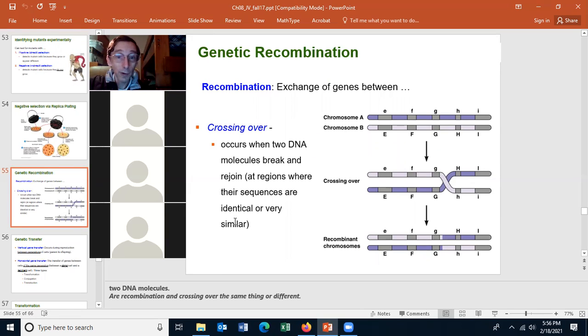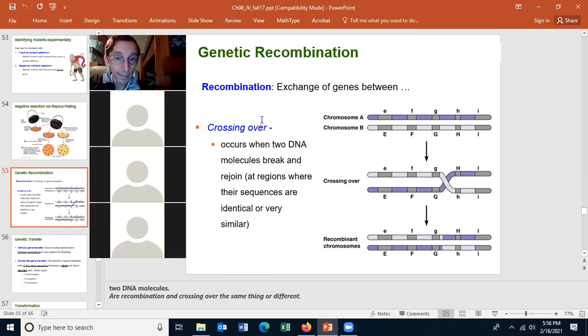All right, let's move on to genetic recombination. Recombination is the exchange of genes between two DNA molecules. So on a chromosome, like the X chromosome from the mother and the X chromosome from the father, you can get recombination of those two chromosomes. And that happens with crossing over.